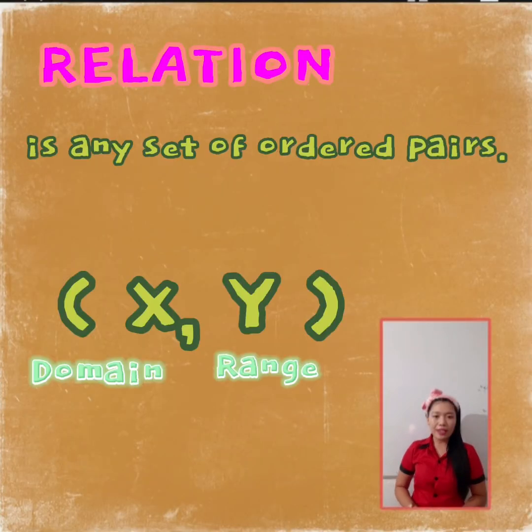Relation is any set of ordered pairs, and the best example of this is x and y, where x is the first element or the domain of the relation, and y is the second element, which is the range.